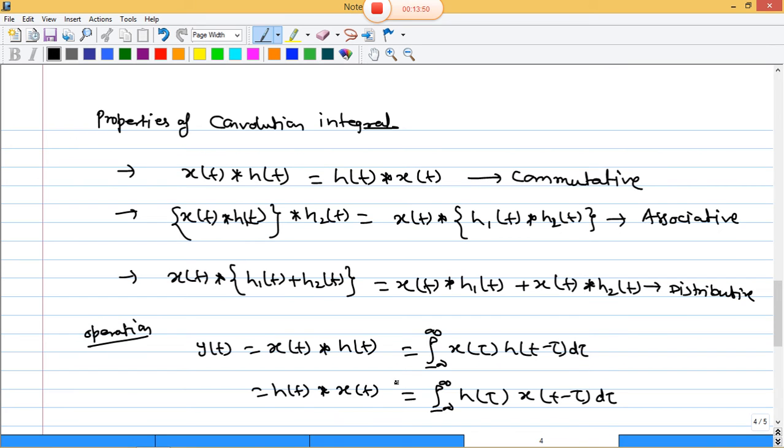Now in this one, first of all we will find out the time shifted of h(t). If the h(t) signal is given, then just shift by tau to the right and multiply by x(tau), and in x(t) just replace t by tau and multiply this, and I will get a signal and integrate from minus infinity to infinity. Is that clear?